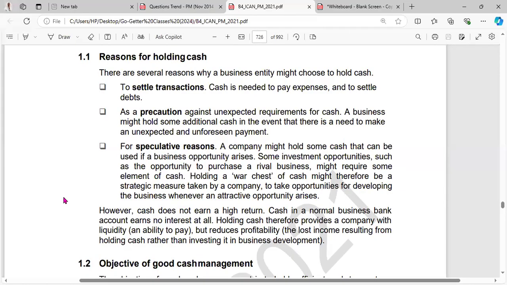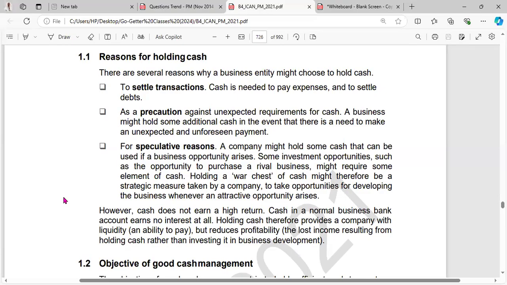Now, if you hold your cash in your hand, or if you put it in a box inside your house, it doesn't earn any returns at all. If you take your cash and put it in a bank, especially a current account, it doesn't earn any return at all. Instead, there is a cost that applies when you keep your cash in the bank.